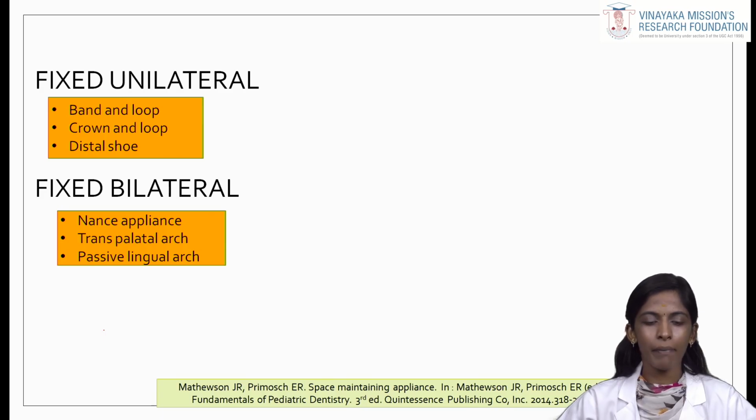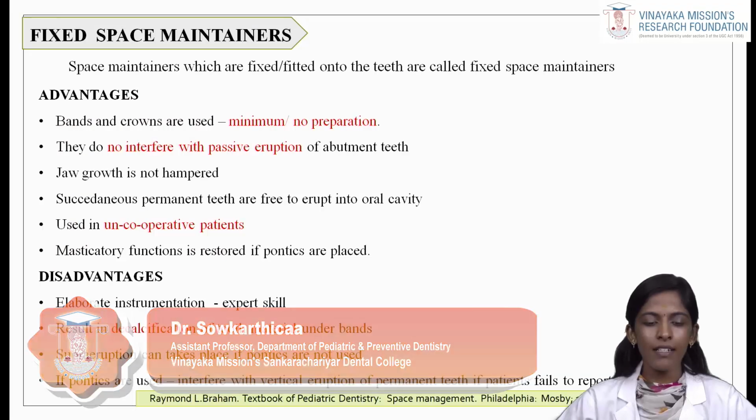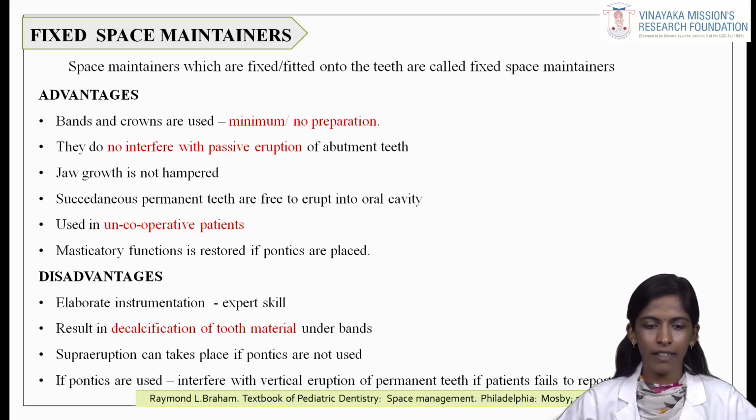Whereas fixed bilateral appliances include transpalatal arch, and passive lingual arch appliances. Next, advantages and disadvantages of fixed space maintainers. Space maintainers which are fixed or fitted onto the teeth are called fixed space maintainers.